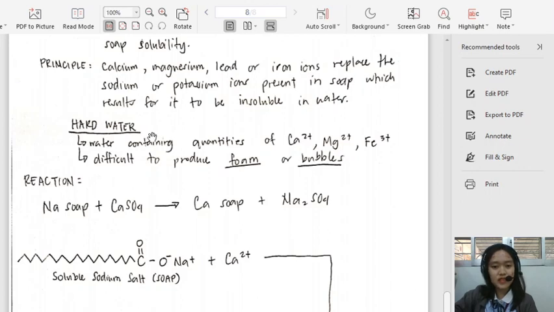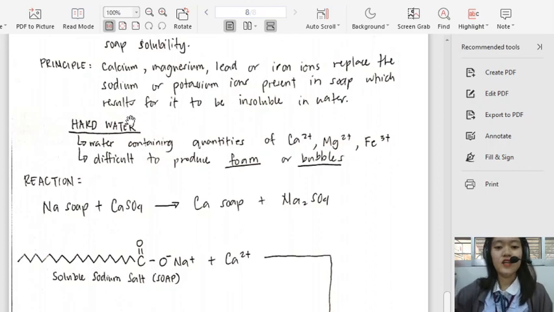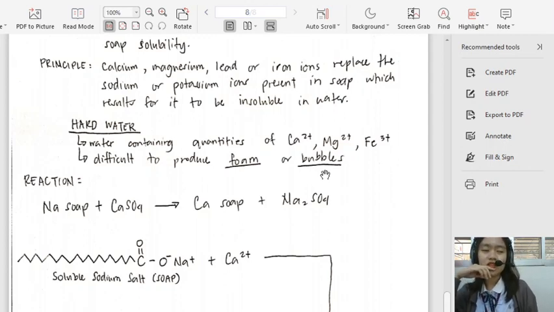This is water containing quantities of calcium, magnesium, and iron. So, this is difficult to produce foam or bubbles. Okay? So, yung hard water natin, yan yung rain. Okay? Napansin nyo, kapag pinapaligo nyo yung ulan, kapag nagsasabon ka, hindi natatanggal yung sabon. Bakit? Kasi yung rainwater is a hard water. It contains calcium, magnesium, and iron. Or meron siyang mga cation sa kanya.